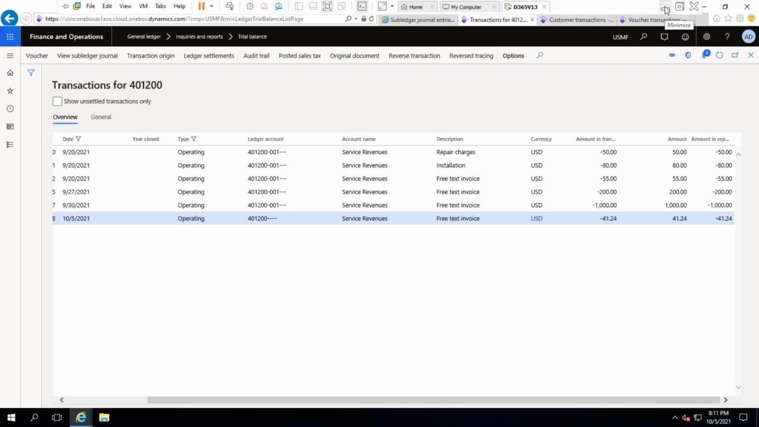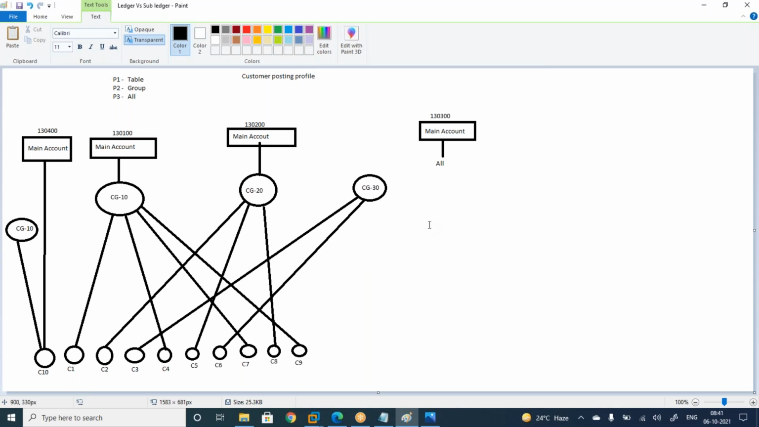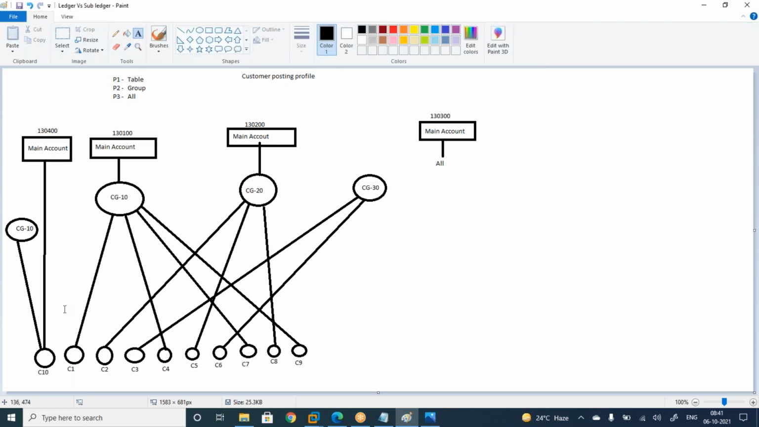This is the ledger subledger concept. First, the system will verify table level mapping, meaning whether the customer is linked to the main account or not. If it exists, it will post to this account. If it is not there, it will search for group level. If group level mapping is there, it will use that. If group level mapping is also not there, then it will look for remaining all, and it will be posted to this account.